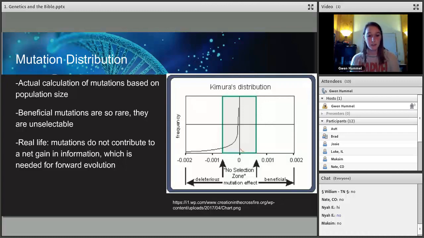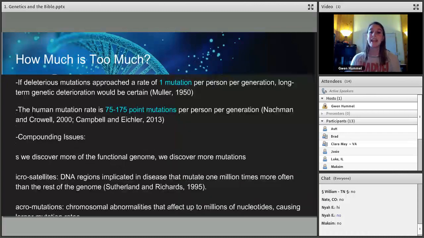So this graph shows us that beneficial mutations are so rare that they're actually unselectable. Because you can see this graph tapers out in the no selection zone. And we actually have so few beneficial mutations in real life, you actually can't put them on this graph in any number we can actually see. So in real life, mutations do not contribute to any net gain in information, which is needed for forward evolution. So you can't gain anything and evolve something at the same time.